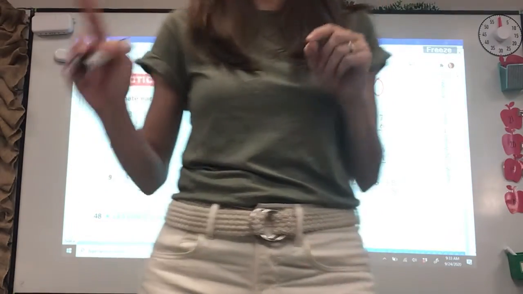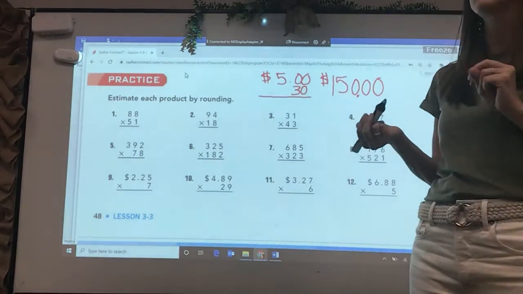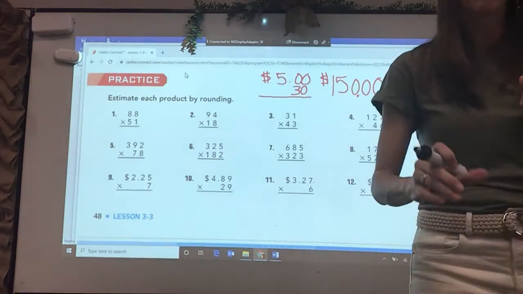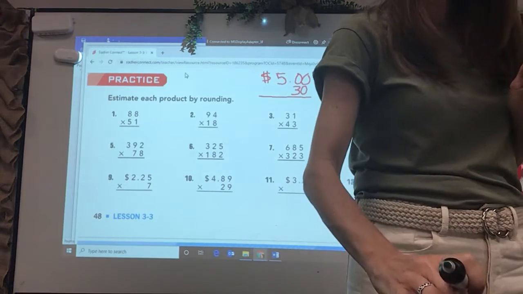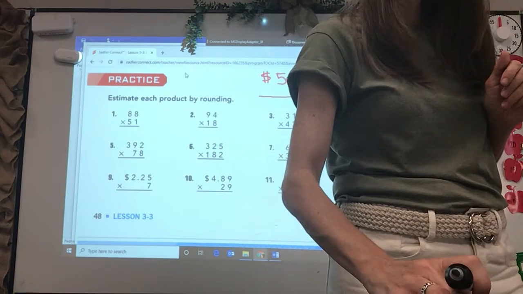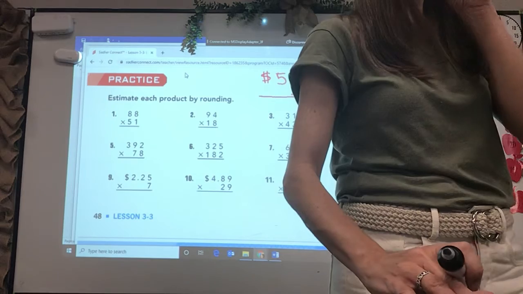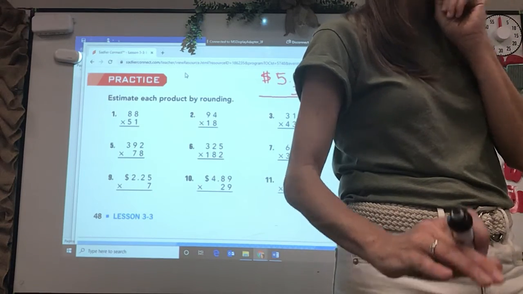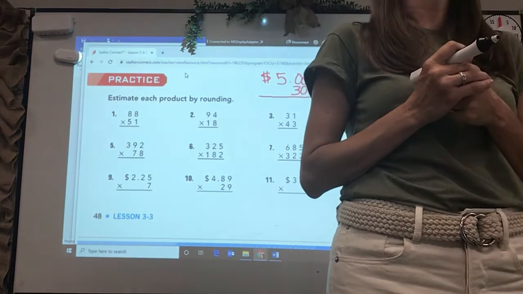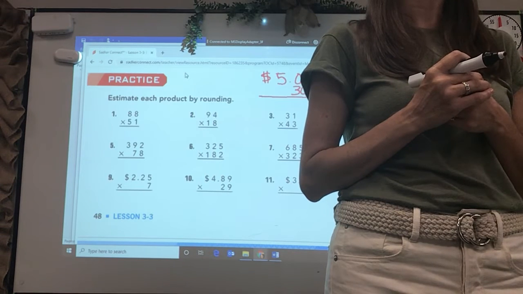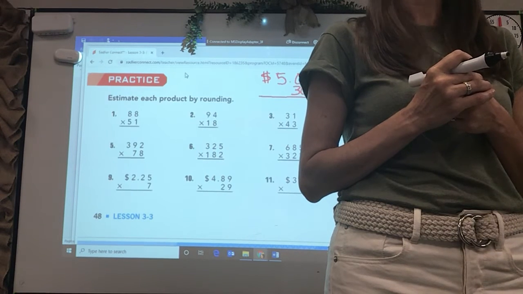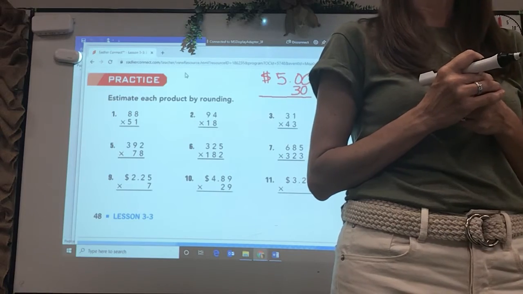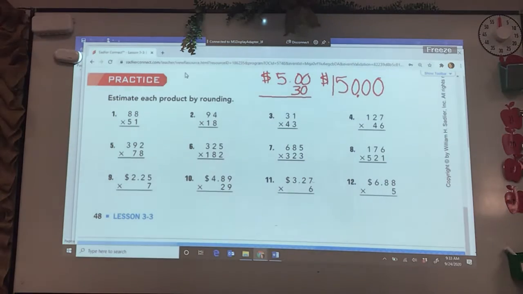Okay, let's do one more, guys, and then we need to do the clustering ones when we get back. So, actually, all right, I'm gonna wait for you to get done talking. I would like you to figure out how to estimate this by clustering.